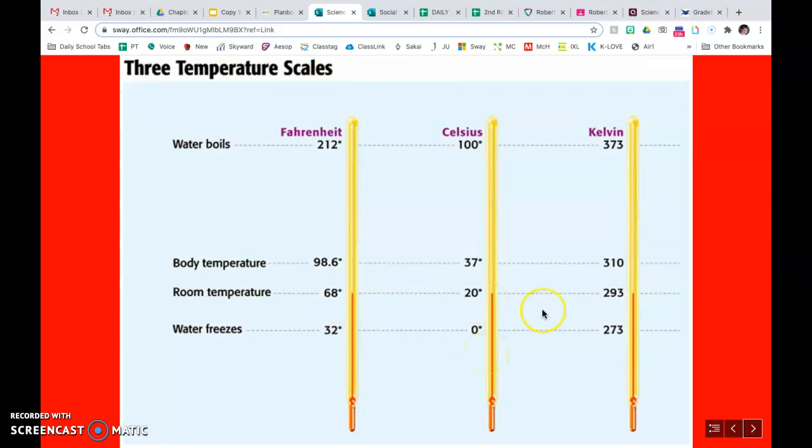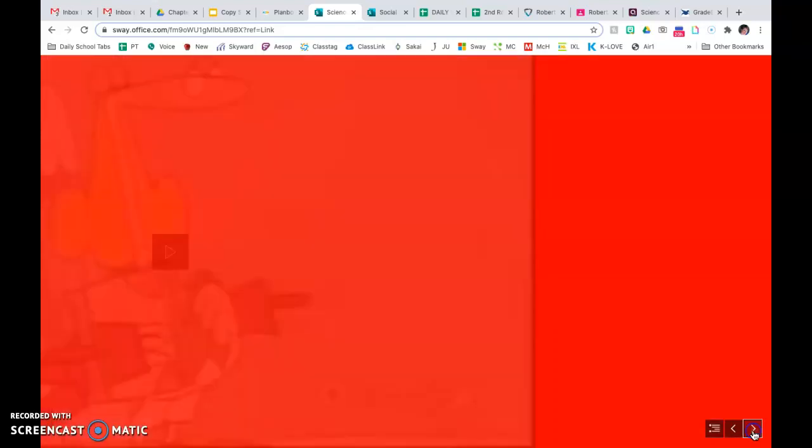You can also see room temperature in the 3 scales and the temperature at which water boils in the 3 scales. You're going to come back and watch this video. It's another Eureka video.